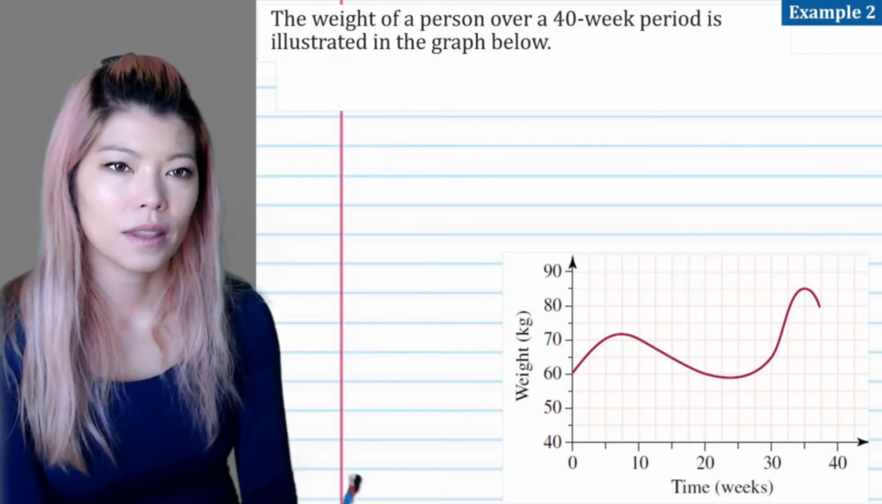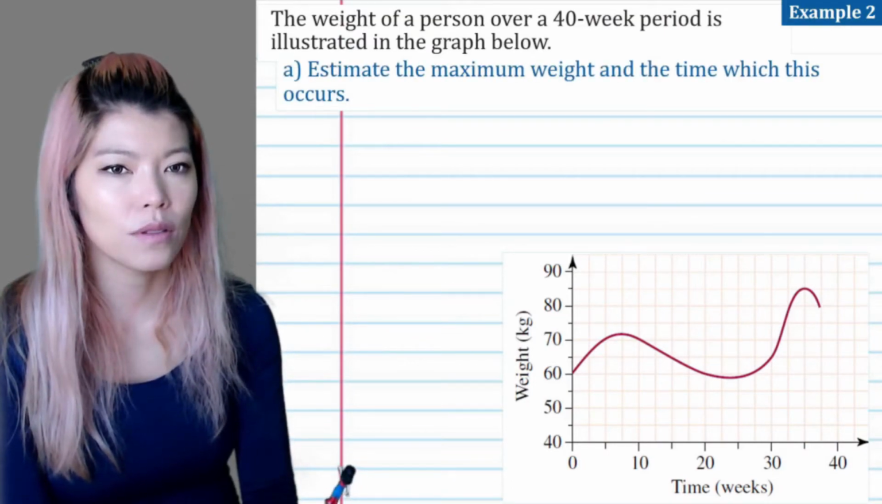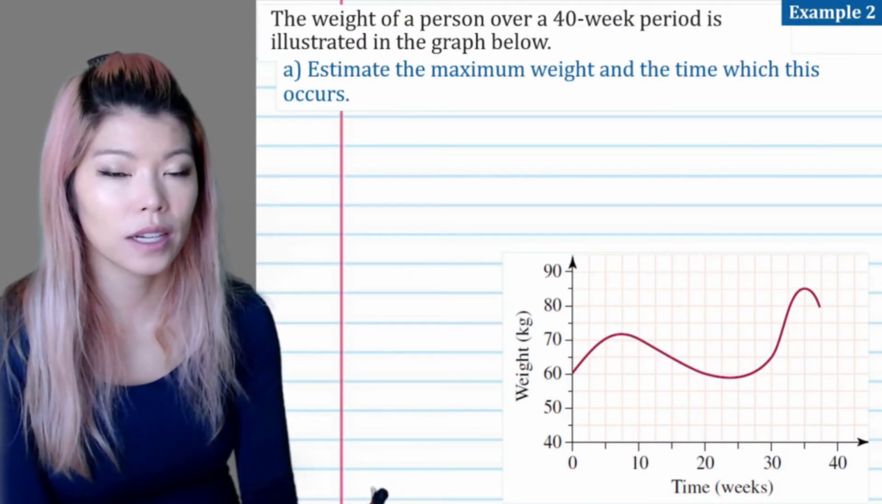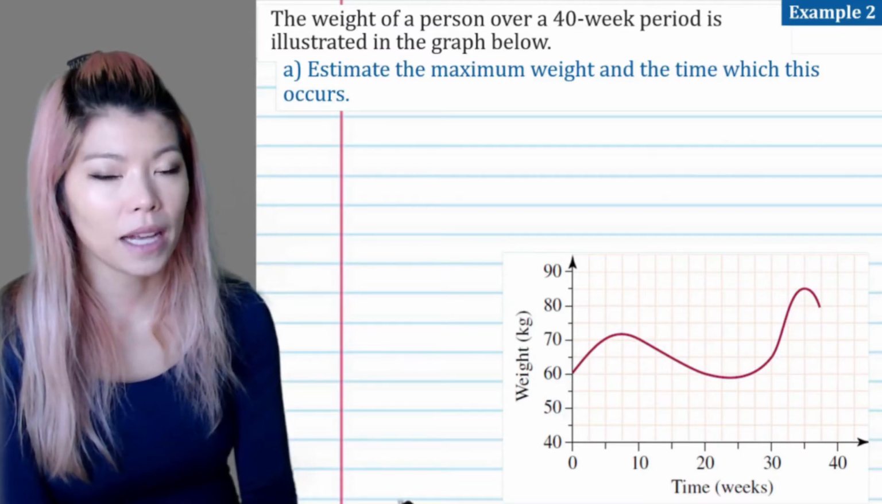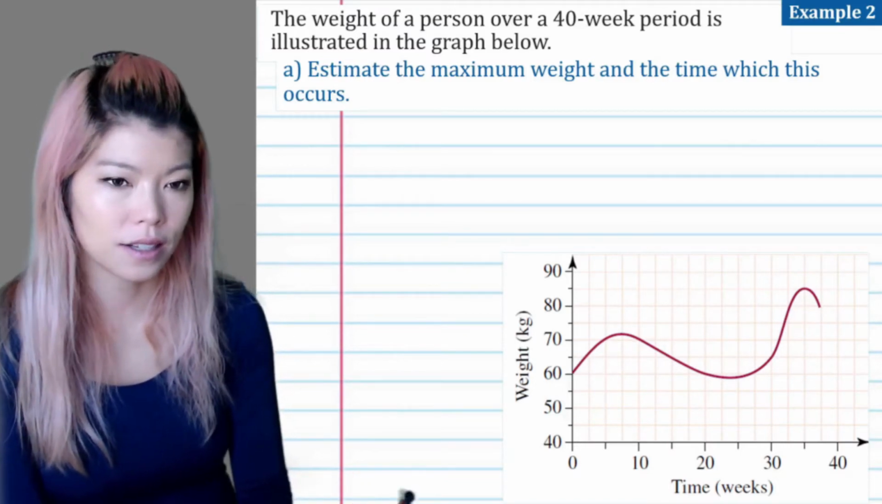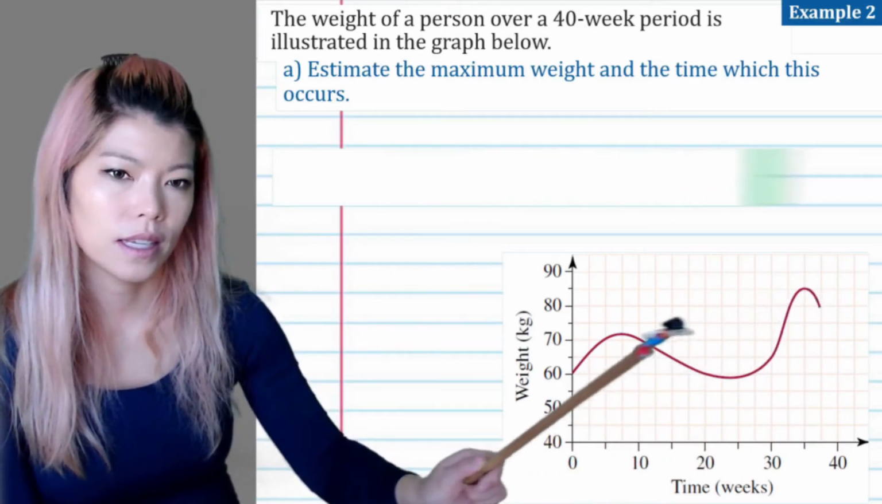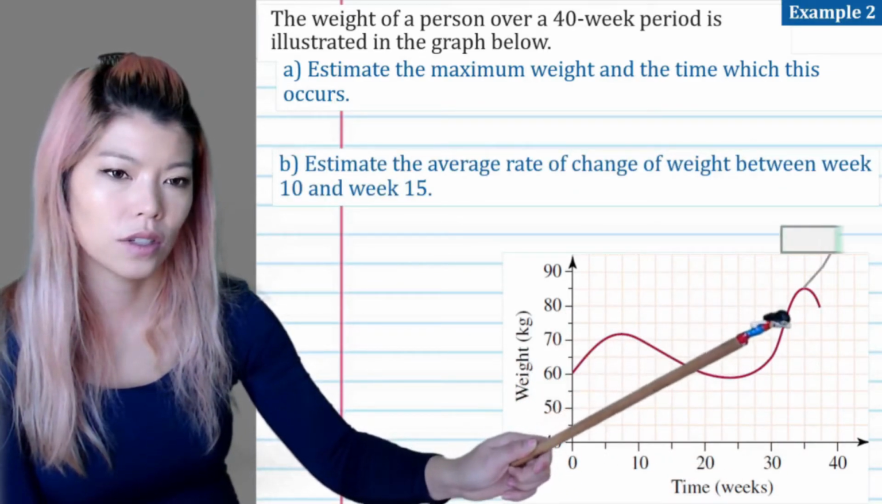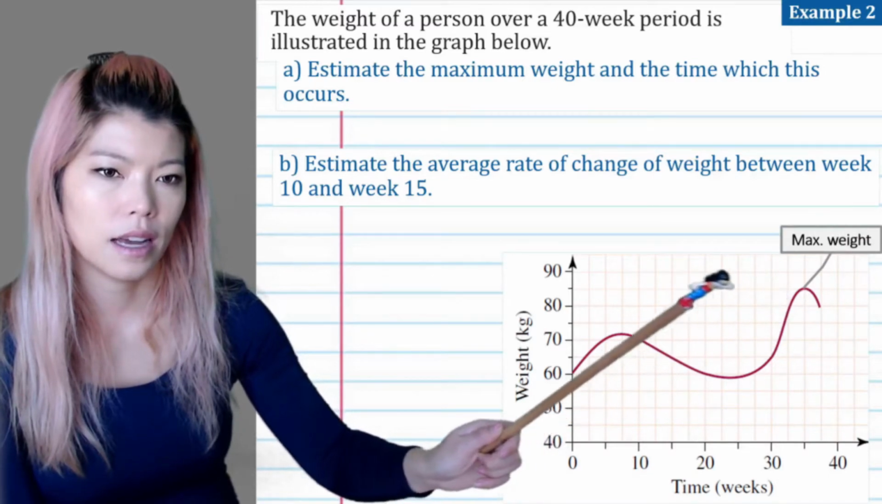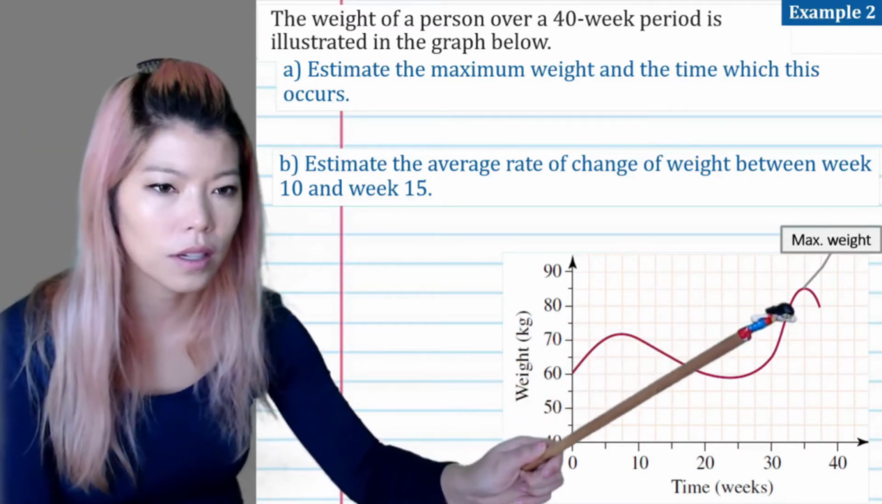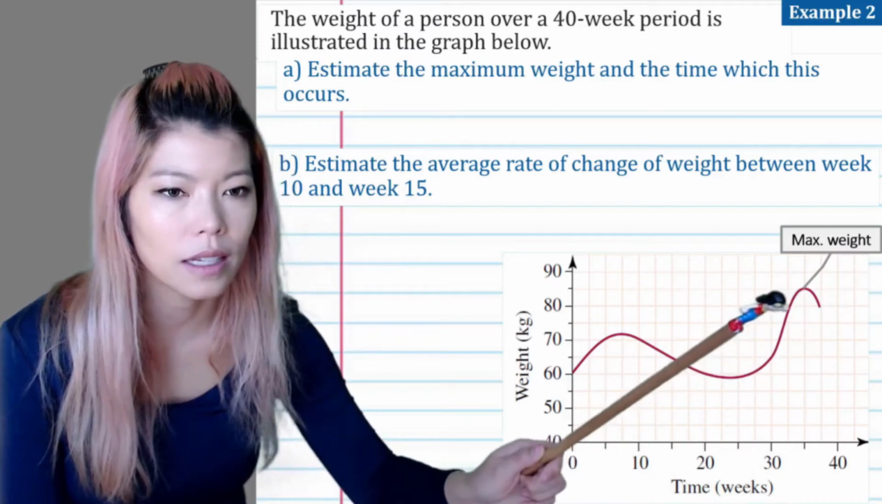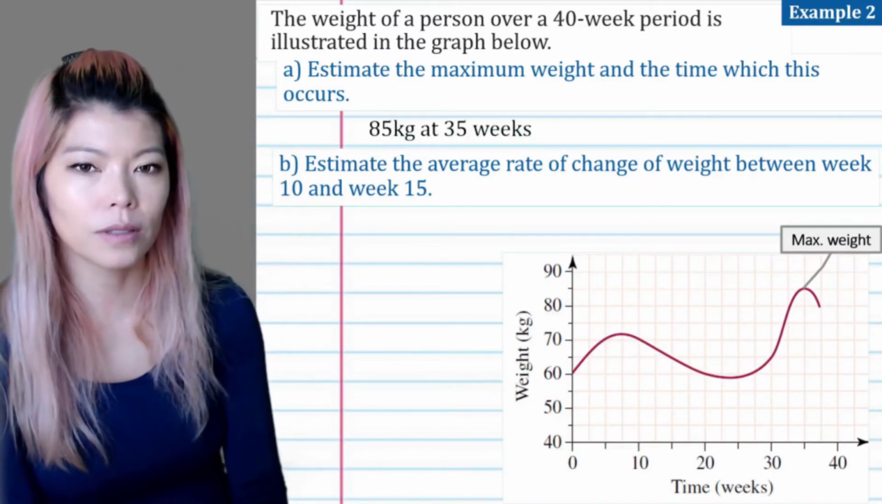Let's try this. Example 2. The weight of a person over a 40-week period is illustrated in the graph below. Estimate the maximum weight and the time at which this occurs. So when is this maximum weight? Well, we can see it's here. It's 35 kilos. And it happens, sorry, it is not 35. It's 35 weeks and it is 85 kilos.